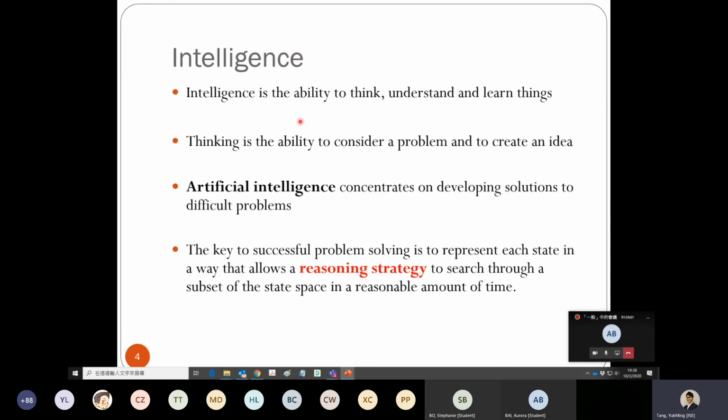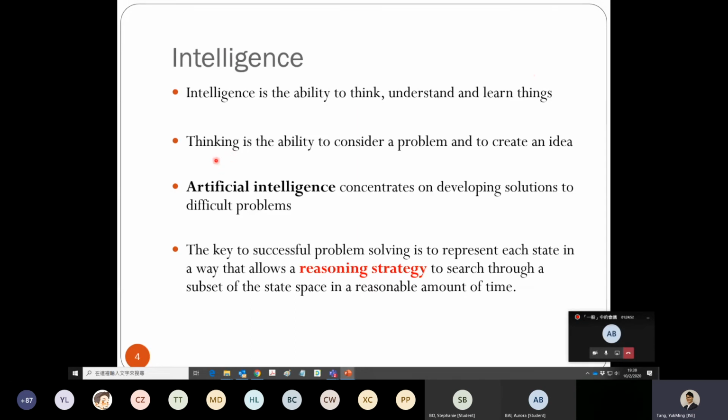So we talk about intelligence. What is intelligence? When we talk about intelligence, remember that intelligence is the ability to think, understand, and learn. These are some of the key issues. Nowadays we talk about artificial intelligence. What is artificial intelligence? Artificial intelligence means how we can mimic human behaviors by using machines. That means the machine needs to mimic human behavior. So what are the important human behaviors? Thinking, understanding, and learning.